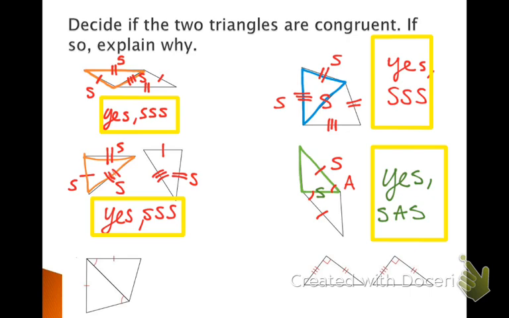This next one, we're going to compare my top triangle to the bottom one. I have a side marked congruent to a side, an angle marked congruent to an angle, and a side that they both share. But here's what you need to see. On the top, it is side, angle, side. My angle is between my two sides. On the bottom triangle, I have two sides marked congruent, and my angle is not included. Included means it would be between my two congruent sides.